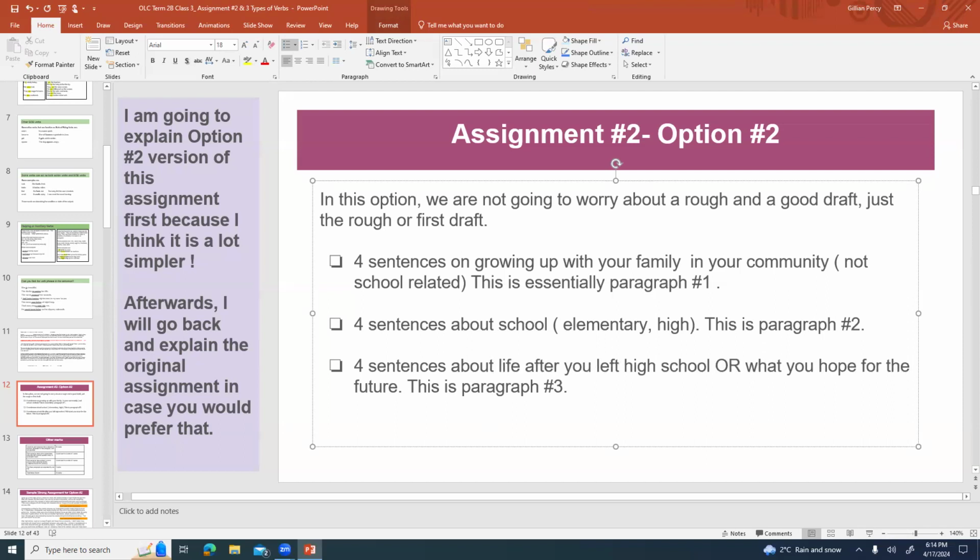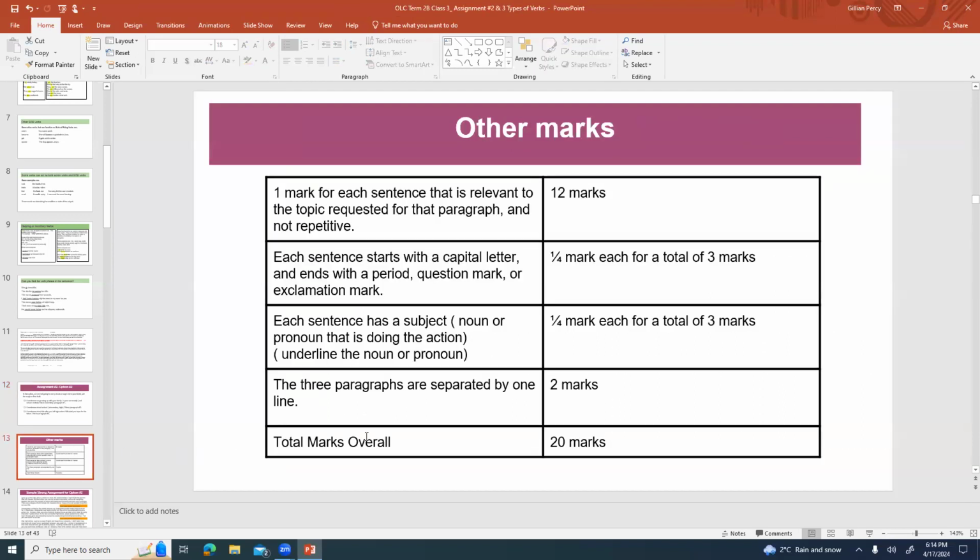So depending on what age you are, you may have done a lot of living and want to talk about that a little bit. Okay, so here is the marking scheme for this. 1 mark for each sentence that is relevant to the topic requested for that paragraph and is not repeating itself. That's a total of 12 possible marks. Each sentence that starts with a capital letter and ends with a period, question mark, or exclamation mark gets a quarter mark each, for a total of 3 marks.